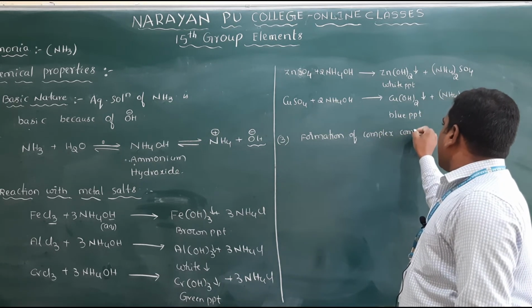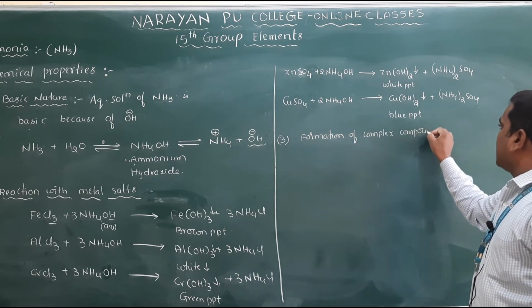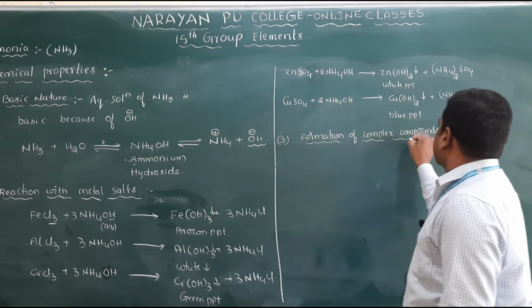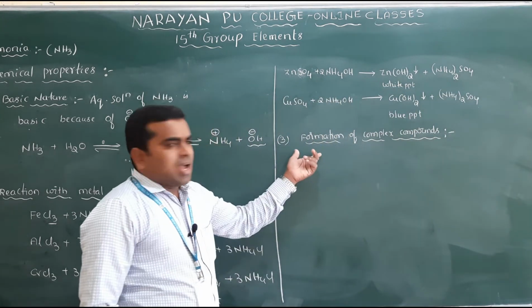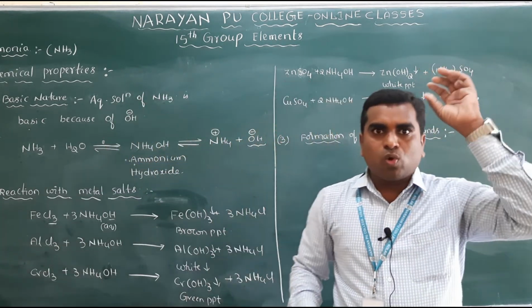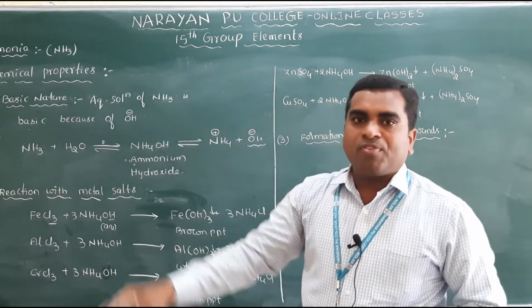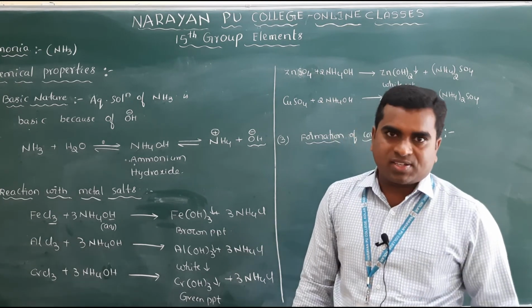Complex compounds, or you can say coordination compounds. Clear? So this is the formation of complex compounds. In this one, you know that I already mentioned ammonia is a Lewis base. It has one lone pair of electrons on it, so it can donate the pair of electrons to others. So that character we will call the Lewis base character.